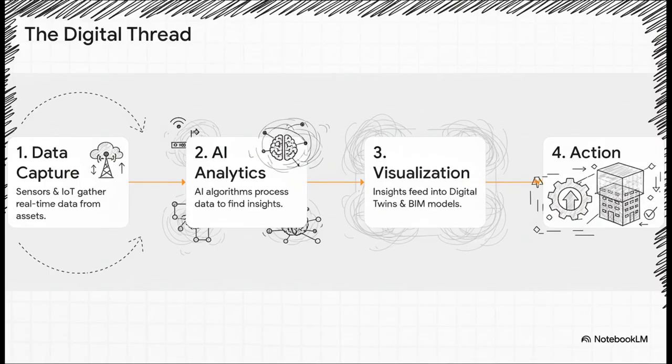It all starts with sensors and IoT devices out in the world, capturing just massive amounts of data. Then all that data gets fed into the AI for analysis. The insights that come out of that are then visualized in these incredible systems, like digital twins, which are basically living, breathing virtual copies of a real-world asset, or in what's called building information models, or BIM. And those models then guide what we do in the real world. It becomes this continuous loop of data, insight, and improvement.